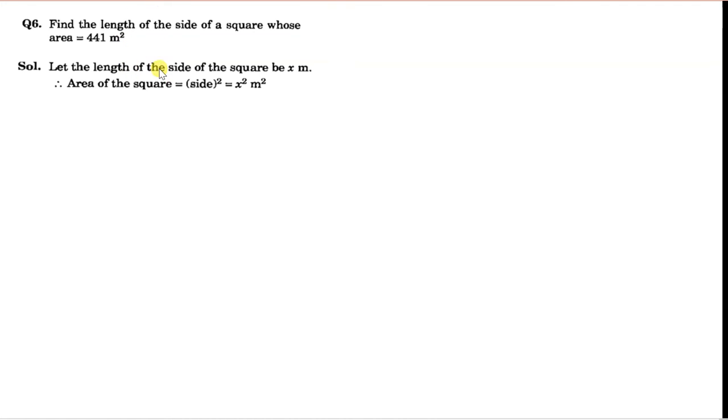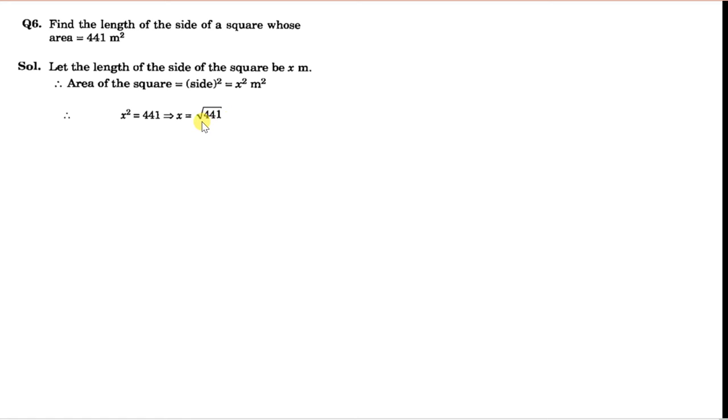Since the area of a square is side square, let us take the side of the square to be x. Then the area of the square becomes x square. We are given that x square is equal to 441. So x will be the square root of 441. Now we will find the square root of 441.